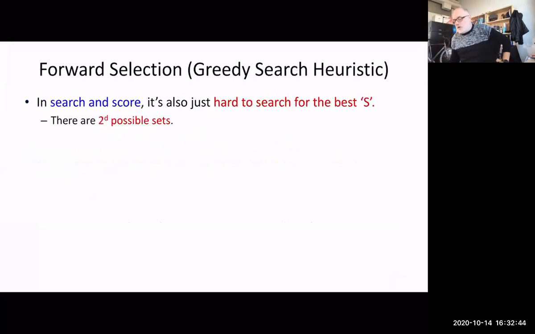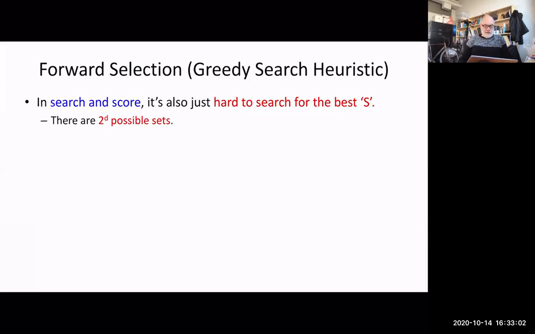This has all been kind of a long-winded way to get to what almost everybody does when doing feature selection, which is some sort of greedy search heuristic in the combinatorial space of models, almost always using forward selection. There's backward selection as well. We'll talk about that in just a second.